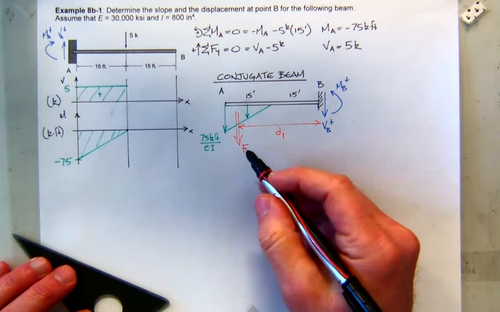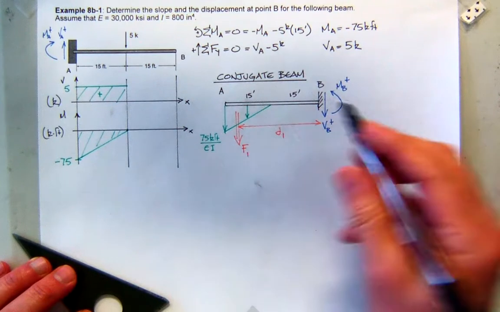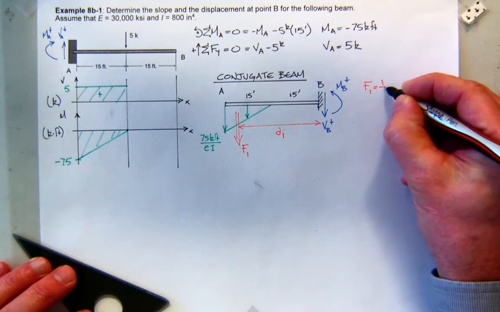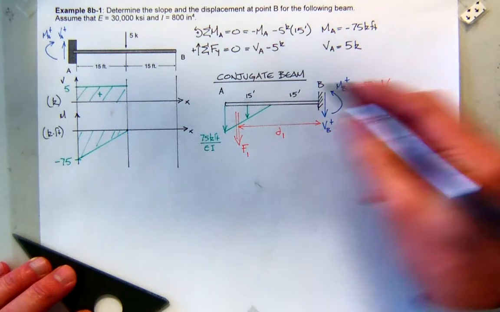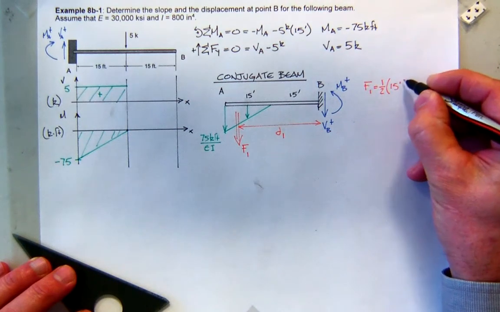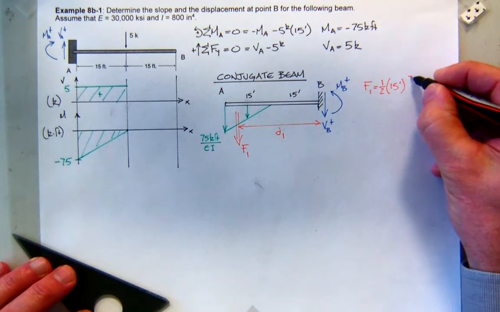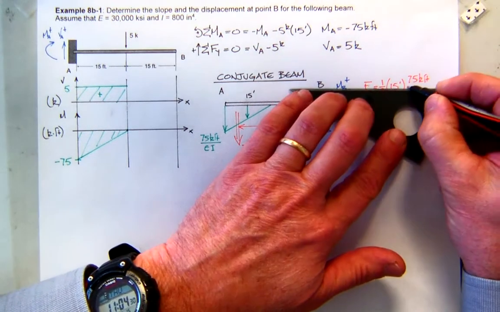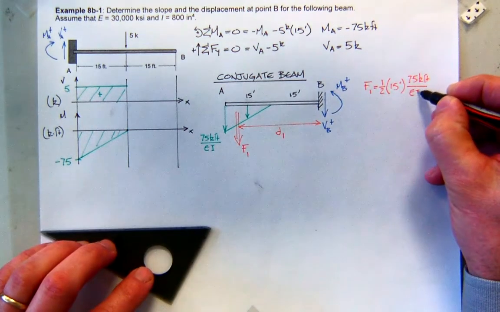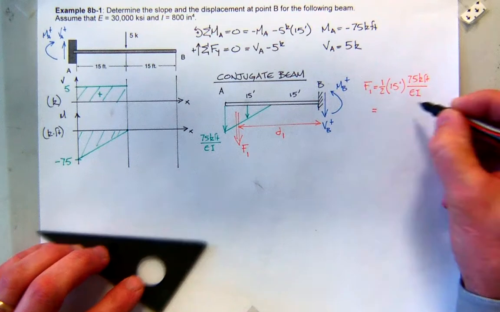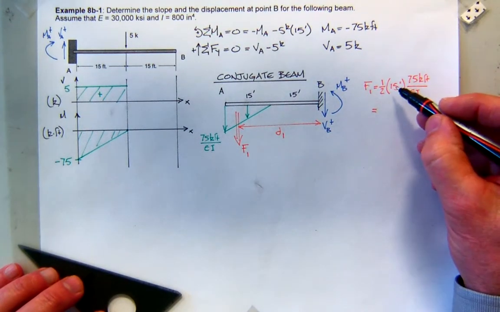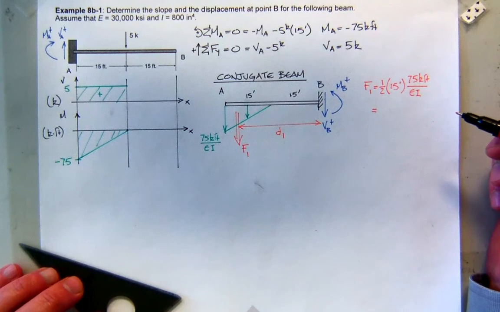So what is F1? It's just the area under this triangular section. So F1 will be 1/2 for a triangle times the base, which is 15 feet, times the height, which is 75 kip feet, divided by EI. I don't know what that is off the top of my head. You guys are going to have to help me out. So it's going to be 15 times 75 divided by 2.